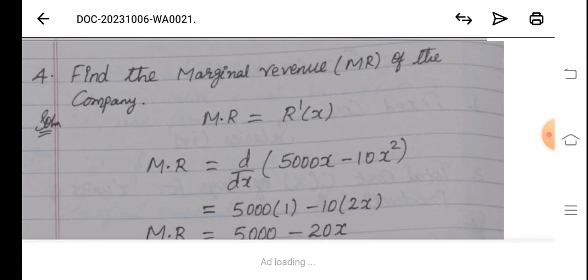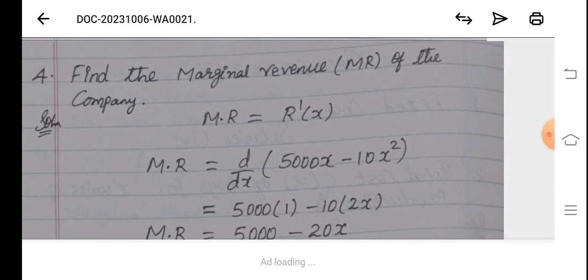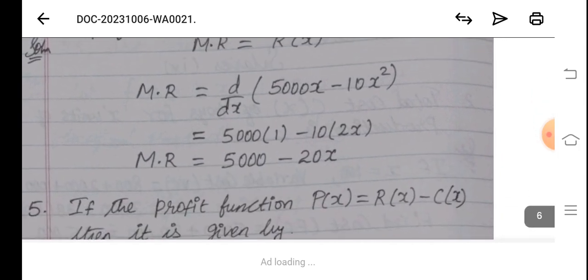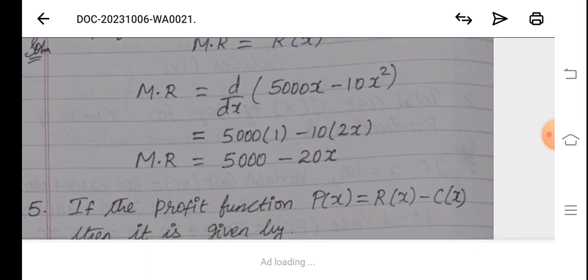Marginal revenue, as we already discussed, the word marginal itself means we are going to differentiate. So we differentiate the revenue, R dash of x, or dR by dx. Can you differentiate the revenue R of x? So 5000x differentiation: 5000 is a constant, k f of x differentiation is k f dash of x, so 5000 into 1. Minus 10x square differentiation, minus 10 into 2x. So 5000 minus 20x is the marginal revenue.